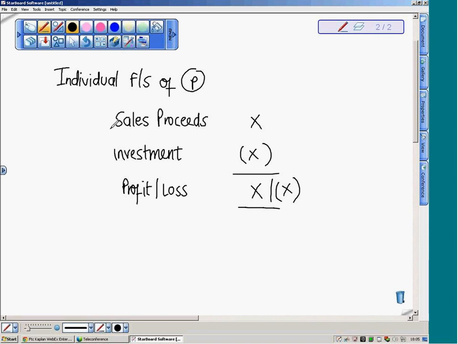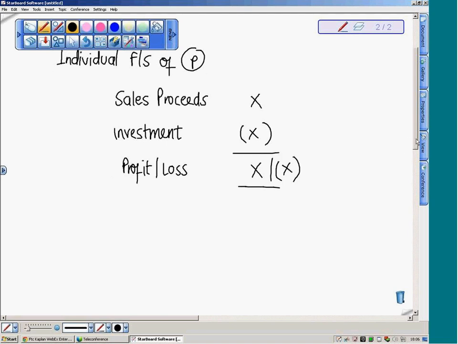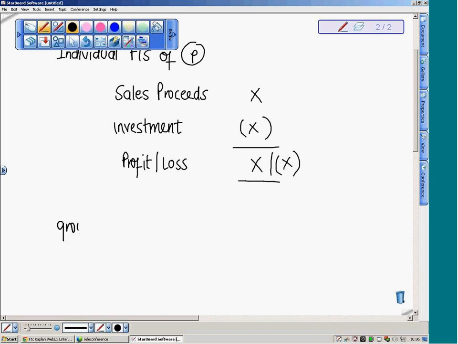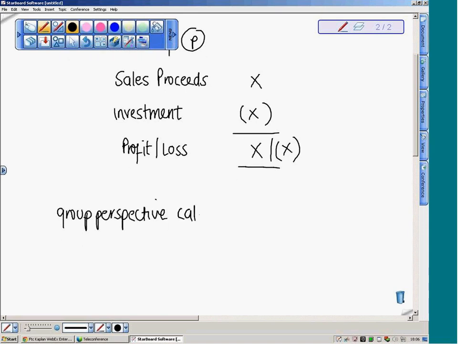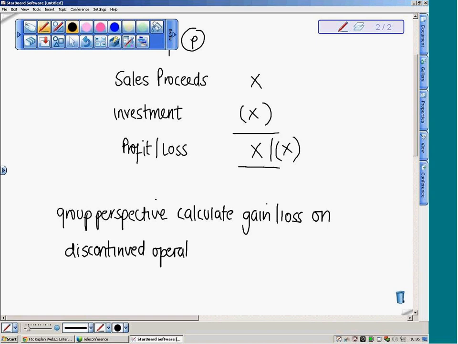So your calculation isn't as straightforward as a comparison of the proceeds against the investment. Okay, so from a group perspective, calculate a loss on discontinued operations. Now realise that a subsidiary will generally constitute a discontinued operation.